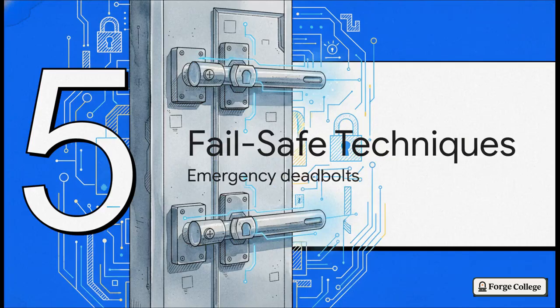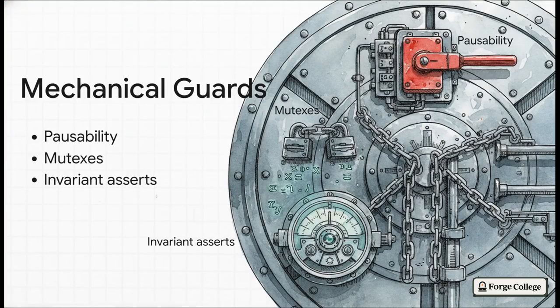Section 5, building fail-safe techniques, or as we like to call it, installing emergency deadbolts. Let's be real. Sometimes, despite your absolute best efforts, things go catastrophically wrong. That's exactly why we install mechanical guards, emergency deadbolts to save the contract. We're talking about pausability, acting as circuit breakers to freeze the protocol, mutexes, which are reentrancy locks to prevent nested calls, even if you accidentally mess up your CEI ordering, and invariant asserts for strict state verification. Think of these as your controlled escape hatches for those rare, unpredictable failure states.